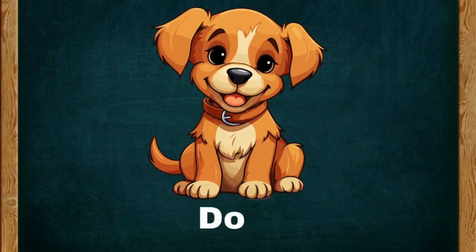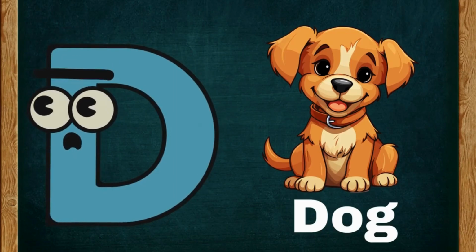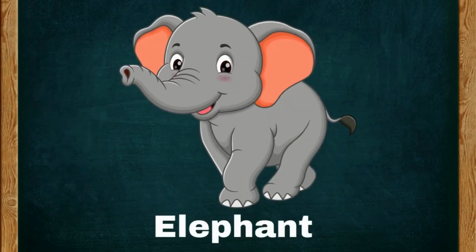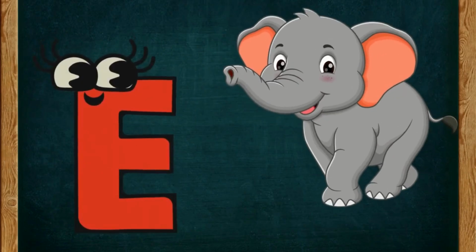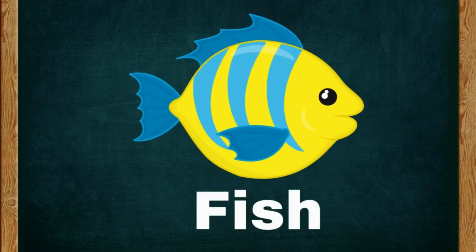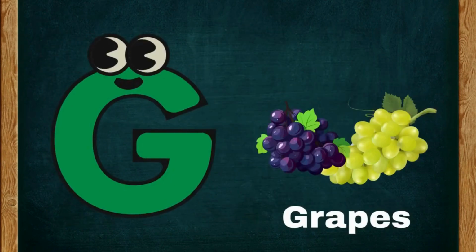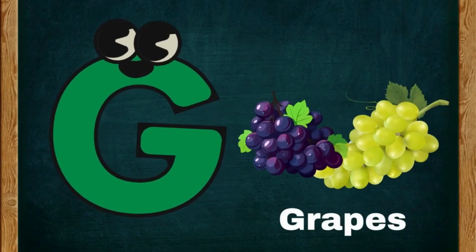G is for dog. E is for elephant. F is for fish. G is for grapes.